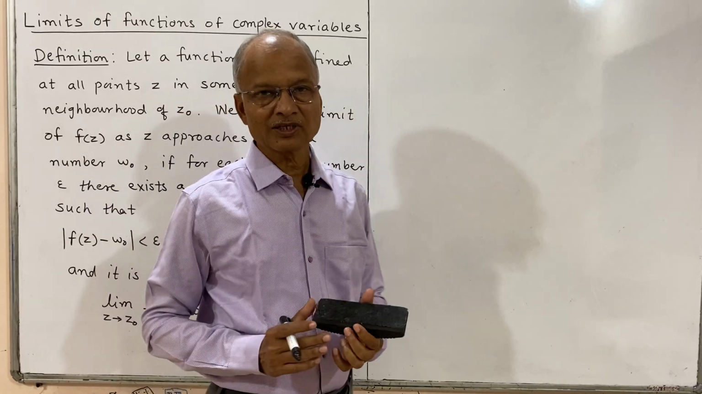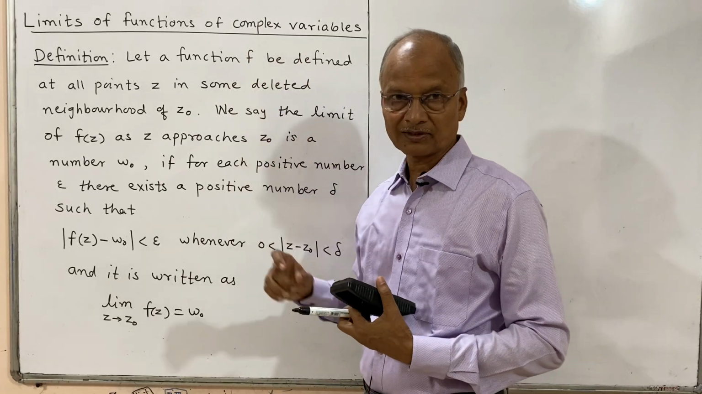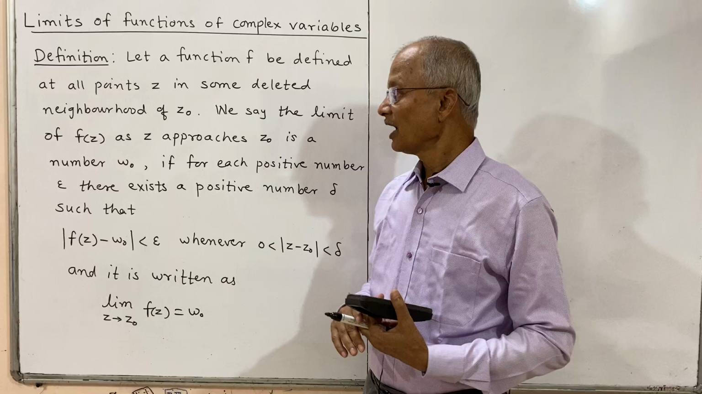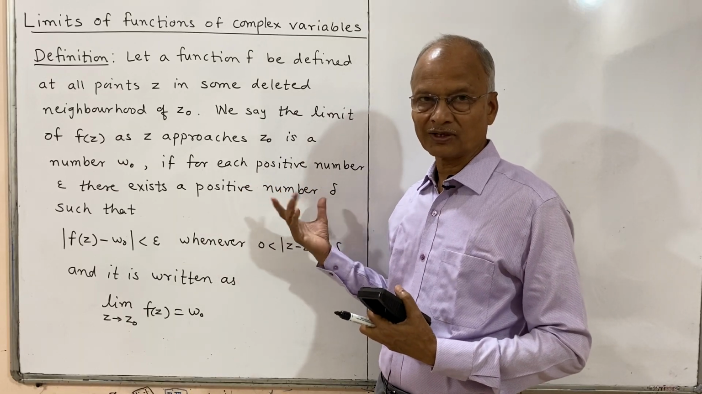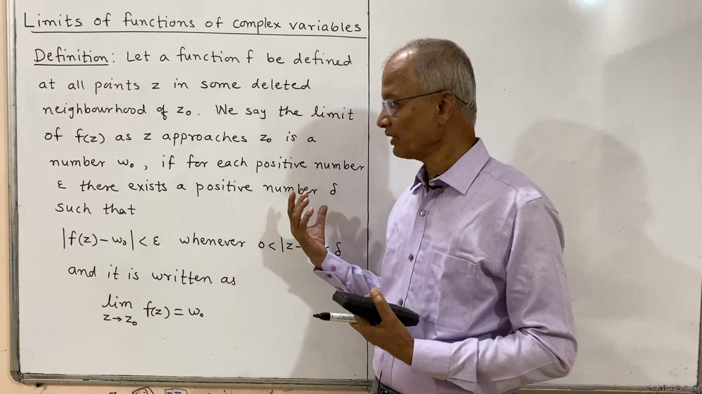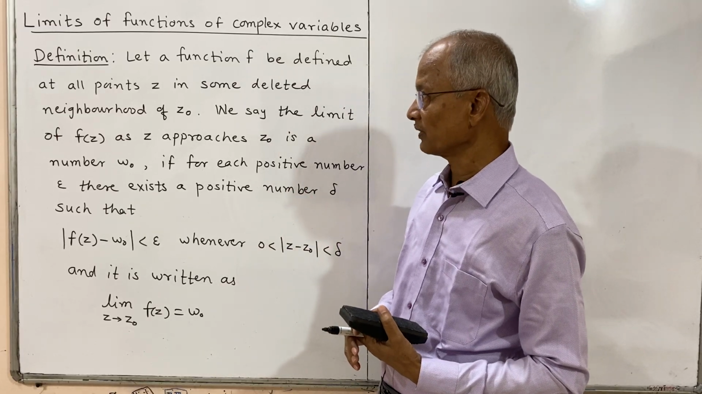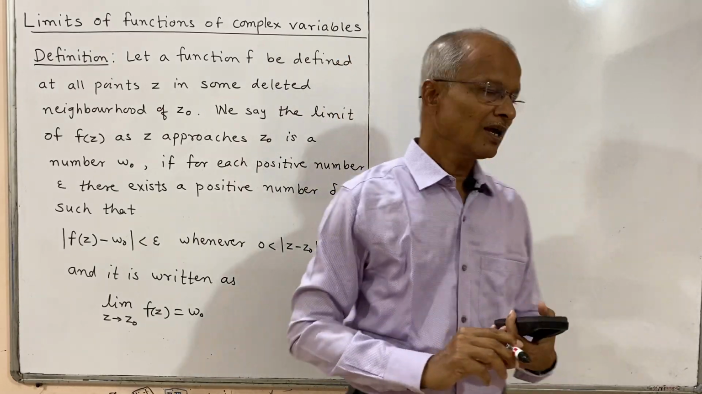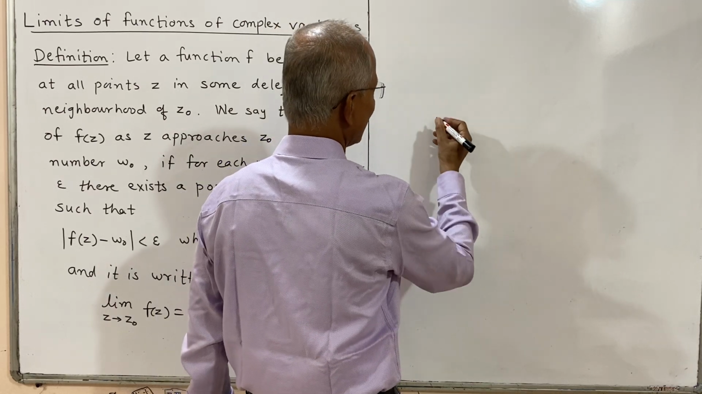In this lecture, we shall study limits of functions of complex variables. Earlier, we have studied limits of real valued functions, and the concept is similar to that of real valued functions. So, we shall just revise the definition of the limit of a real valued function, and the basic definition is the epsilon delta definition. We have studied this in real analysis.